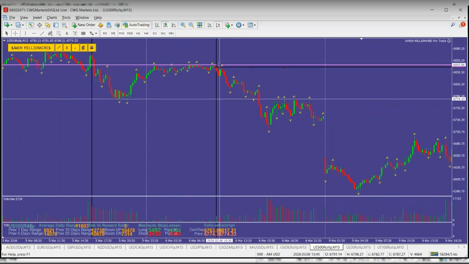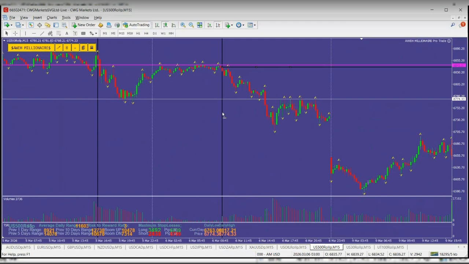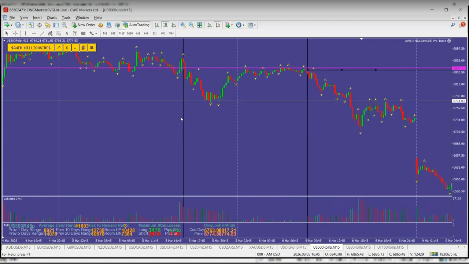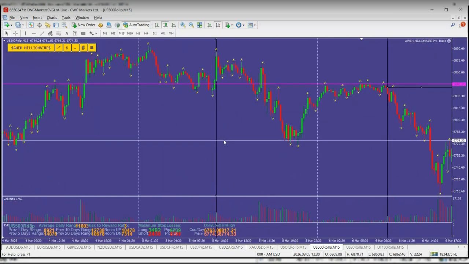This level here where price pushed down with high volume. And then we've got March the 5th. The next level is this one up here, which is no longer relevant. And this one over here, no longer relevant as well.